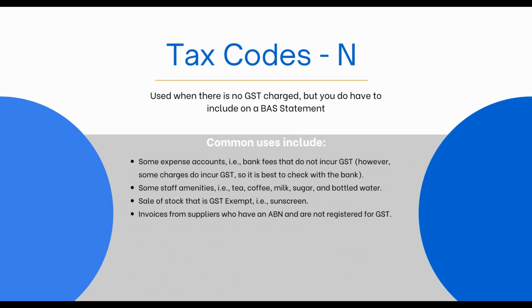Tax Code N. This code is used when there is no need to charge GST, but you do have to include it on a BAS statement. Common uses of this code can include some expense accounts, some staff amenities, the sale of items that are GST exempt, and invoices from suppliers who have an ABN but are not registered for GST.